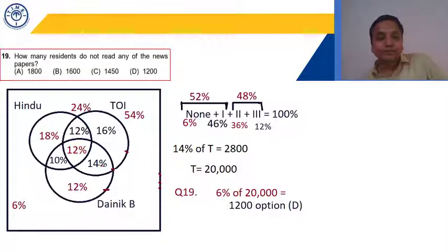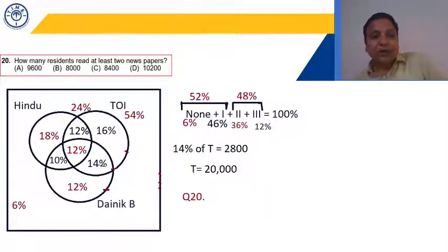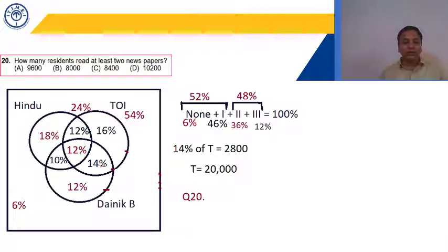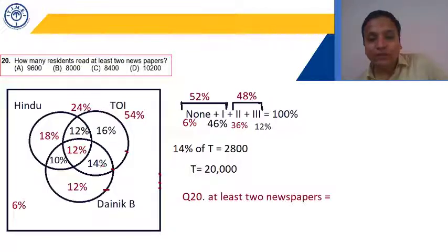Question 20. How many residents read at least two newspapers? Just look at your basic premise. At least two is 48%. At least two newspapers is 48%.